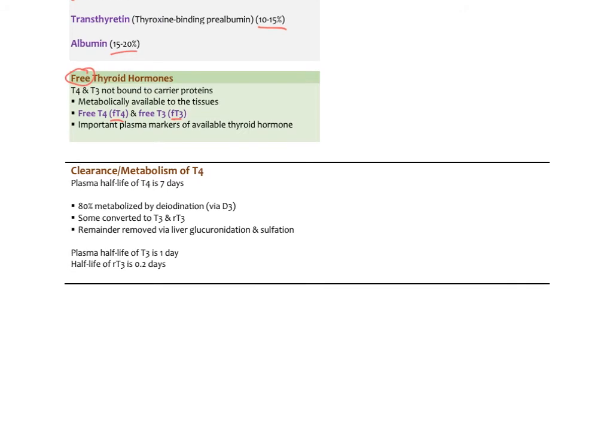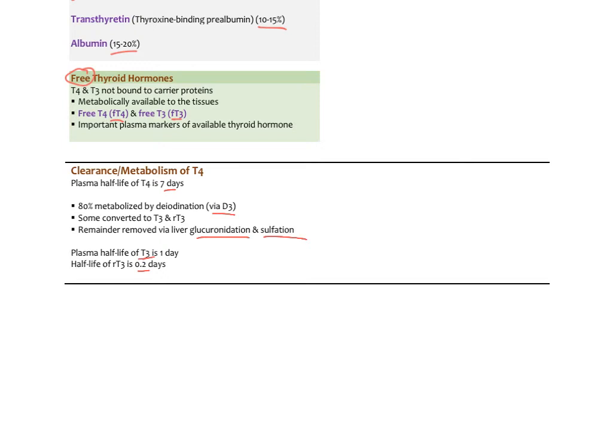Now, in terms of clearance of thyroid hormone, the half-life of T4, as I mentioned, is about a week. 80% is metabolized via deiodination via D3 into reverse T3. And then the remainder is going to go through the liver, and then through glucuronidation or sulfation, it's going to be put into the bile and excreted that way. The plasma half-life of T3 is only a day, and reverse T3 is 0.2 days.